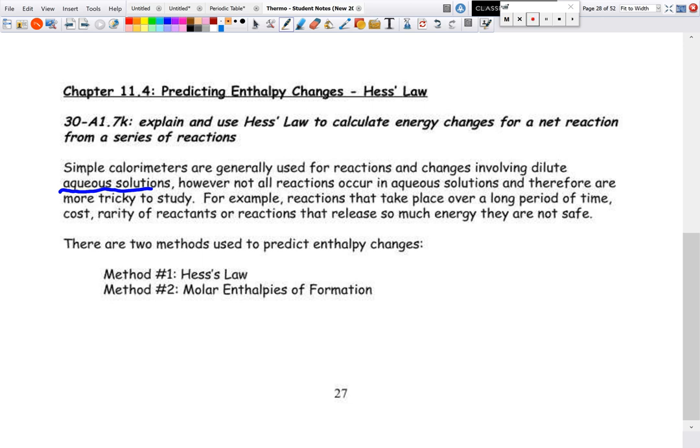However, not all reactions occur in aqueous solutions, and some are trickier to study. Some reactions take a long period of time, it may cost too much, reactants might be extremely rare, or they release way too much energy and it is not safe. So when this happens, we're going to use two different methods to predict enthalpy changes and also try to find molar enthalpy for certain compounds. Our first one we're going to look at is Hess's law.